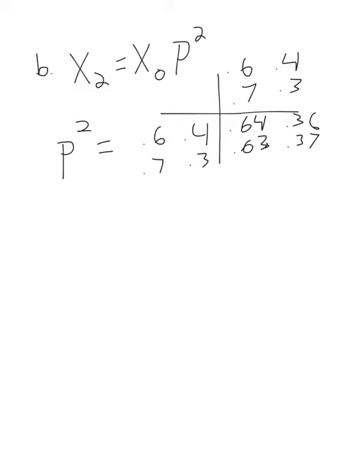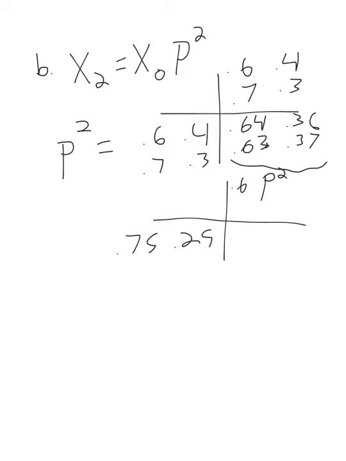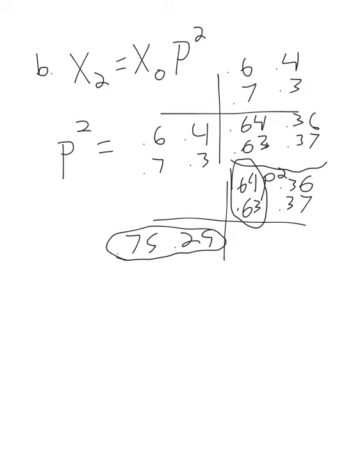Okay, remember what we're doing now. We need to take our state vector times p squared. So my state vector again was 0.75, 0.25. And we multiply that by the p squared. Didn't leave myself a lot of room here, but you get the point. Then it's just, again, row by column. So we take our 0.75 and 0.25 times this column. So 0.75 times 0.64 plus 0.25 times 0.63.